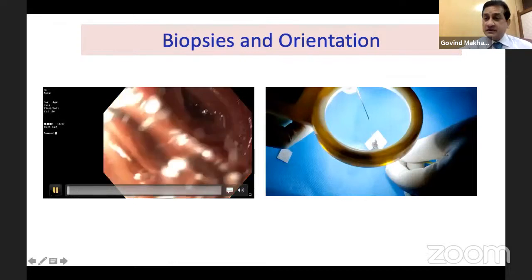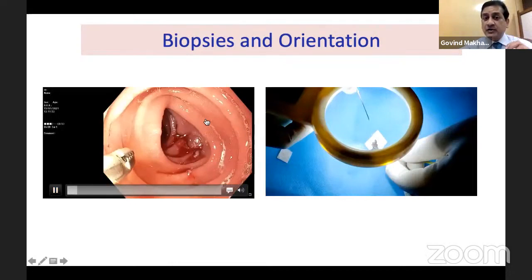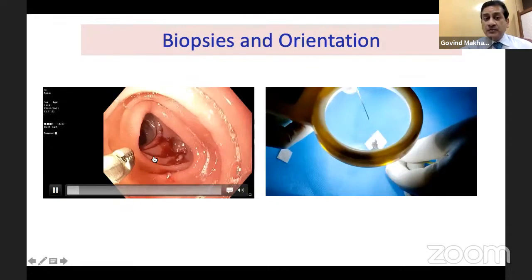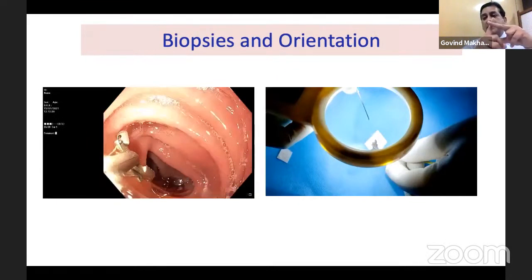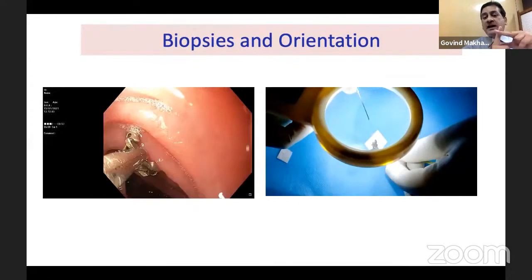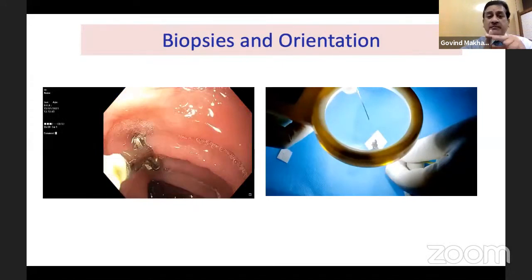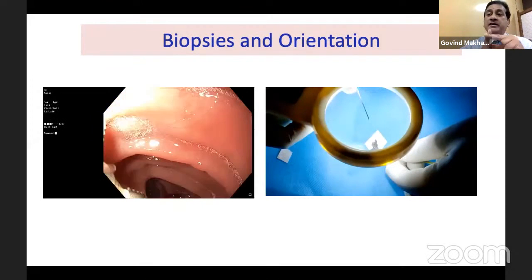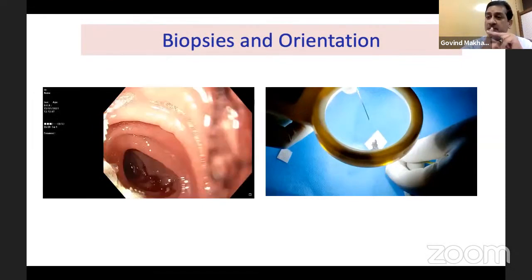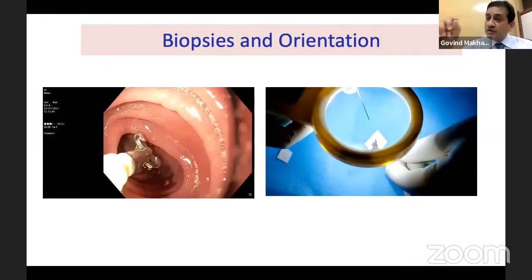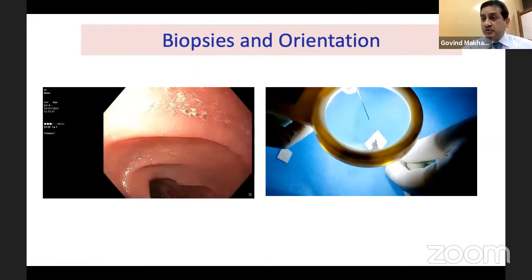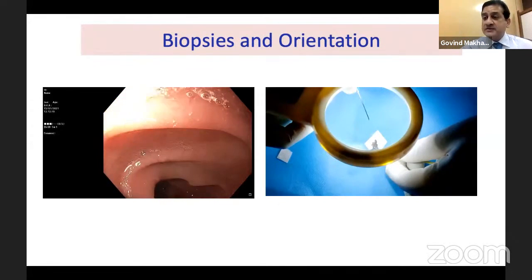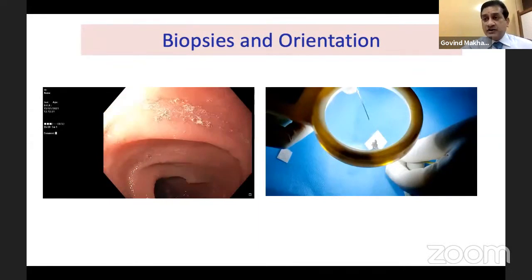Once you look at these folds, you bring your forceps there and always keep it perpendicular. If this is the fold, I want to hold the fold like this, perpendicular to it, and take biopsy. If it is not perpendicular, then you will probably have a problem interpreting the biopsy. After taking biopsy perpendicular to the fold, keep the forceps there and, before you pull out, suck for a couple of seconds, then pull out the forceps.